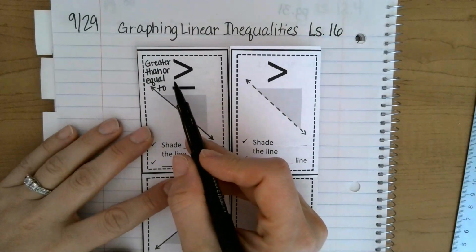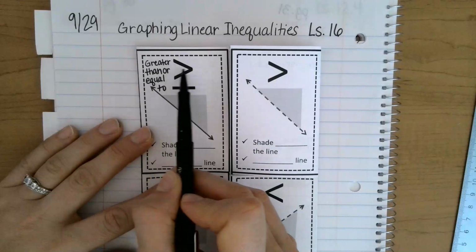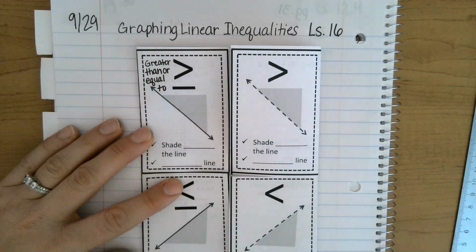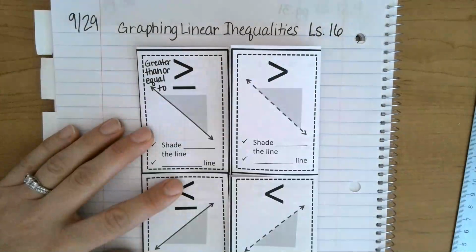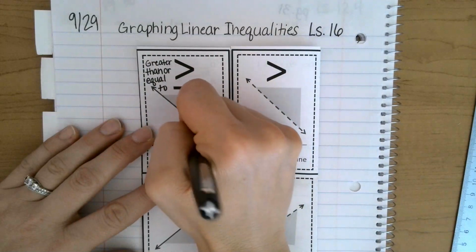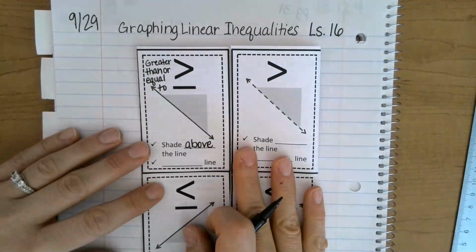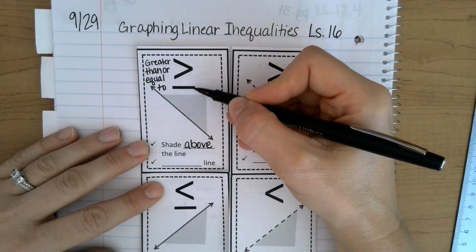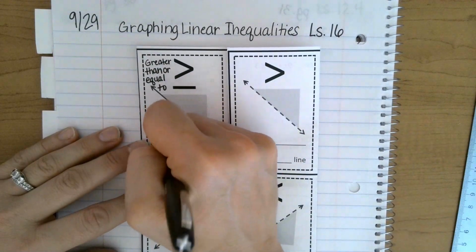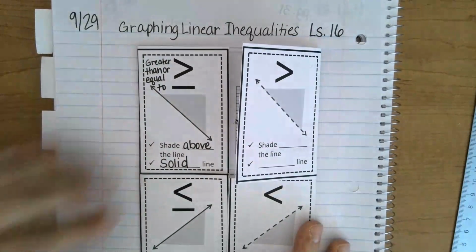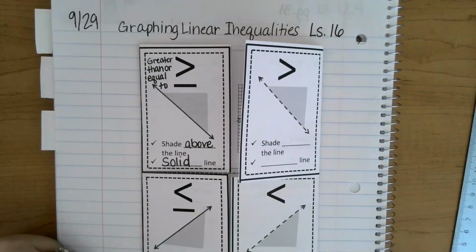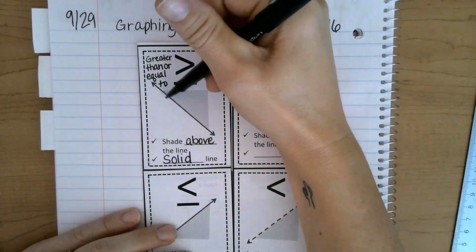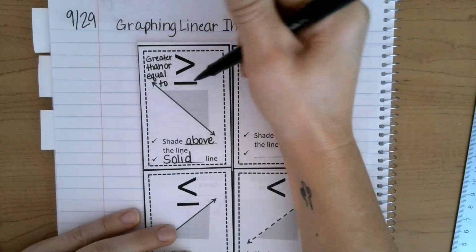So if it's greater than or equal to, think about how if we drew a line through this symbol, it'd be pointing to the right. So we would shade to the right of the line, or in this case, we also think of it as above the line. So you're going to shade above the line. And then if the inequality has that extra line underneath it for "or equal to," we want to make it a solid line. So put solid. So you're shading above and it's solid, because that means all these ordered pairs on the line are also included because it's or equal to.